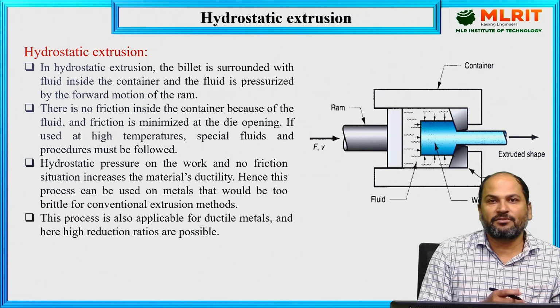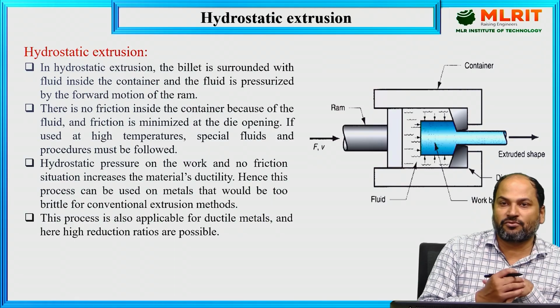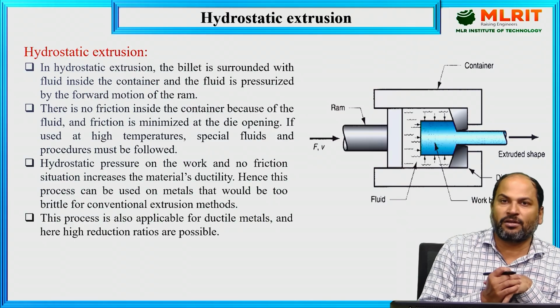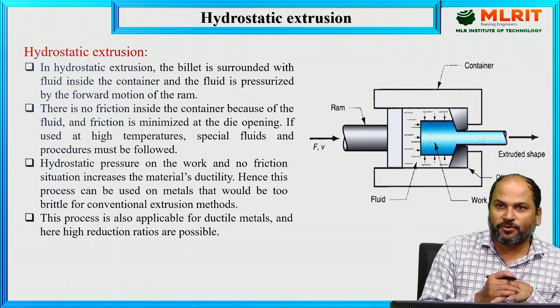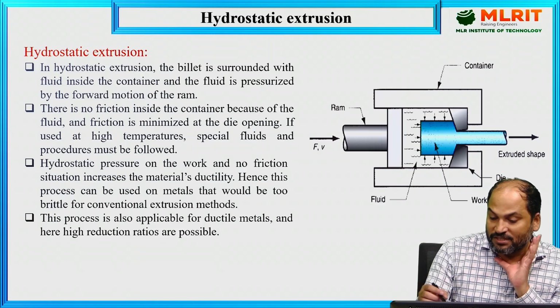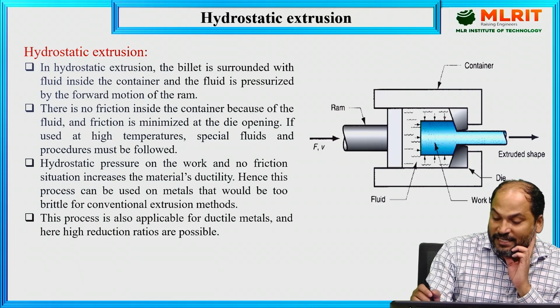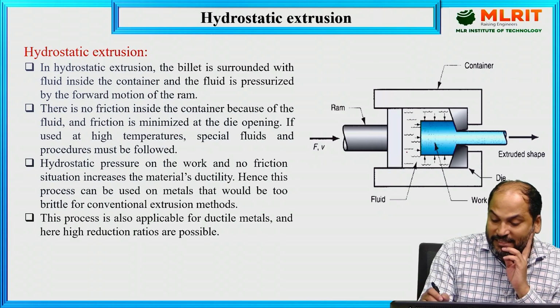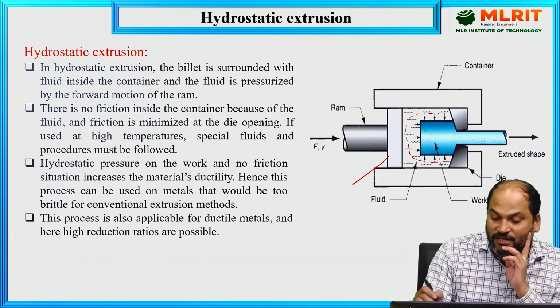The next process is known as hydrostatic extrusion. Here there will be no friction at all. So what does this process actually mean? Just see this diagram. This is the container and this is our workpiece. What is happening in between? There is a space. This is the dummy block, and between this dummy block and the billet, or the workpiece, there is a space where liquid is completely filled.